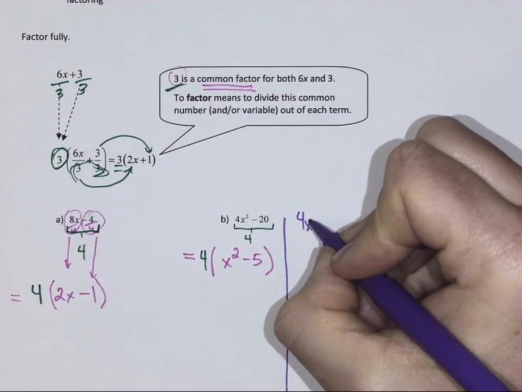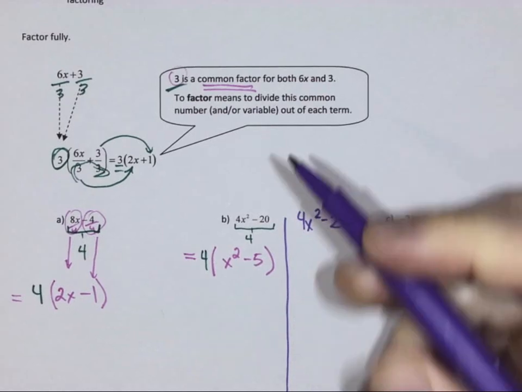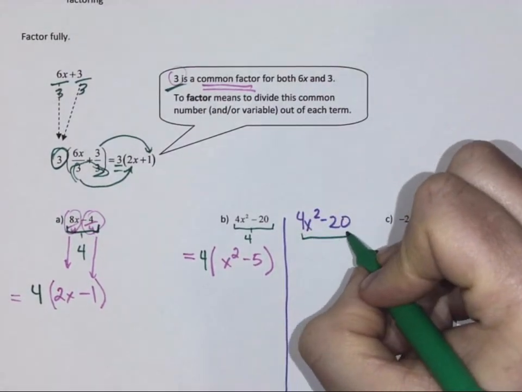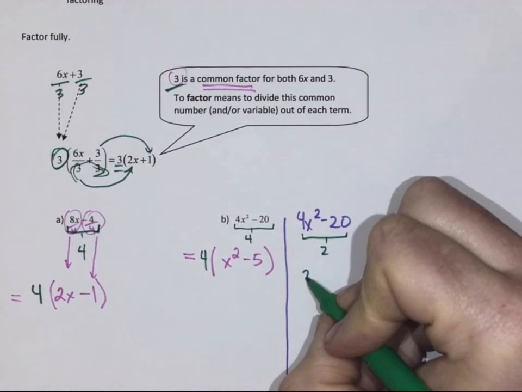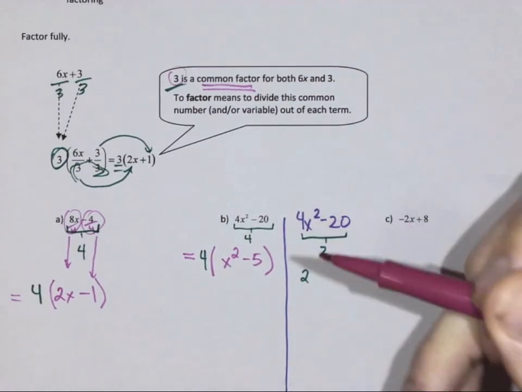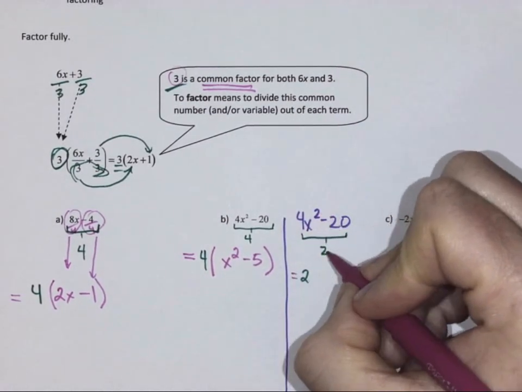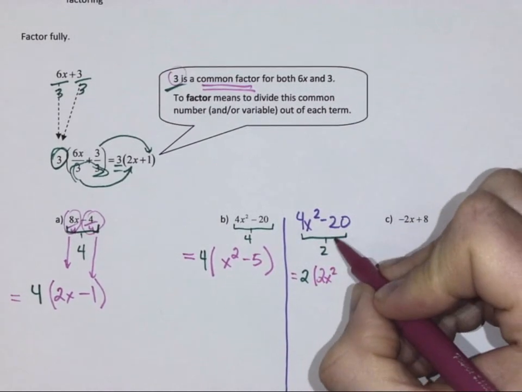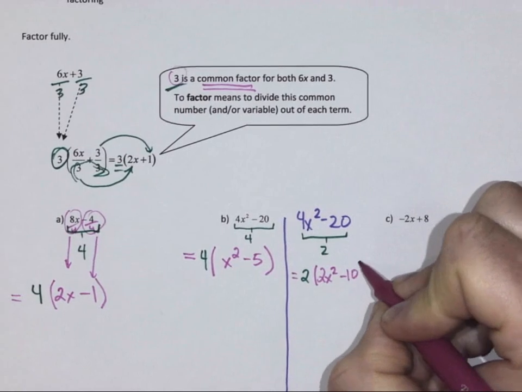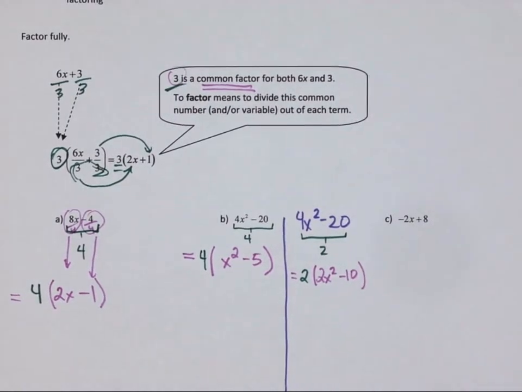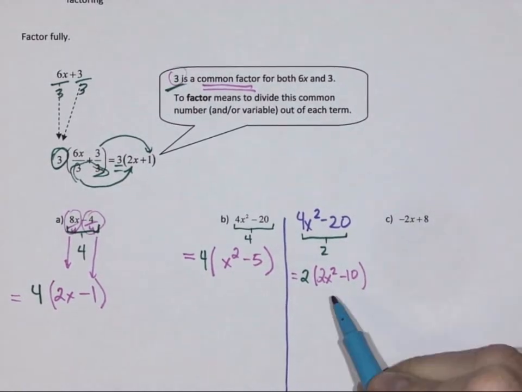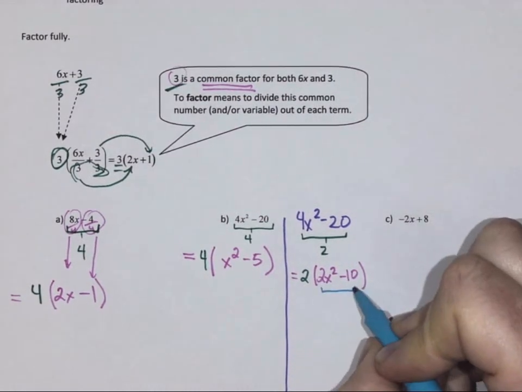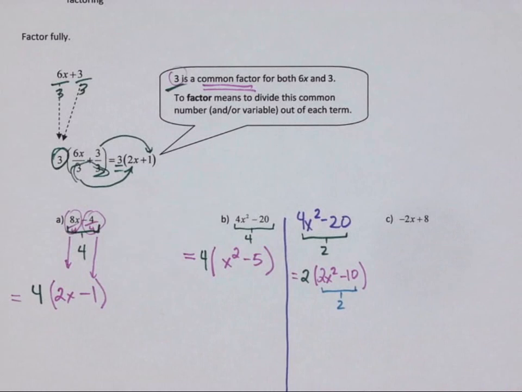Now, if for some reason I didn't notice the biggest number possible was 4, let's just do a second time. If I look and they're both even, and I said, oh, I can divide each of them by 2 because they're even, I just start the process. 4x squared divided by 2 gives me 2x squared. -20 divided by 2 gives me -10. If I then peeked and said, wait a minute, I can go further because both of those are even again, so I could divide by 2 again.